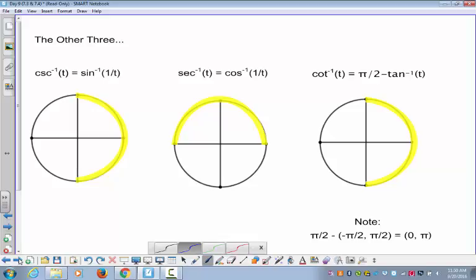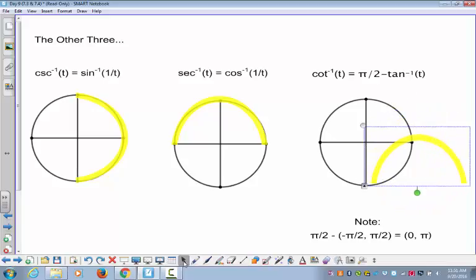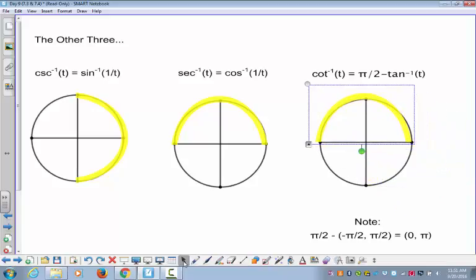And actually, I have my arc drawn wrong there. I can't believe I have the arc drawn wrong there. That's not cool. This thing is supposed to be on the top half for inverse cotangent. Inverse cotangent is an angle between 0 and pi, not an angle between minus pi over 2 and pi over 2. So inverse tangent is between minus pi over 2 and pi over 2.